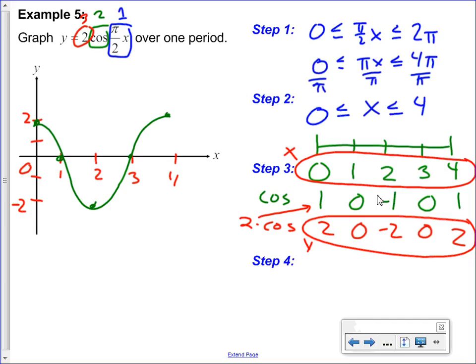So, in other words, the moral of the story is we're combining the amplitude and the period in this one. Last time you just did one or the other. Now you're doing both. Turn to your neighbor and say, joy.